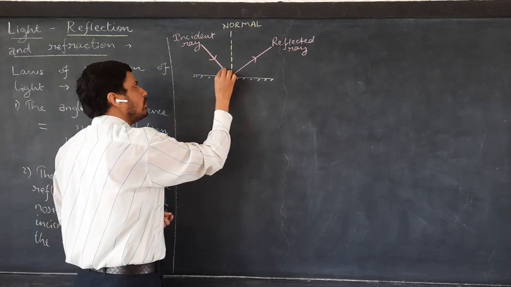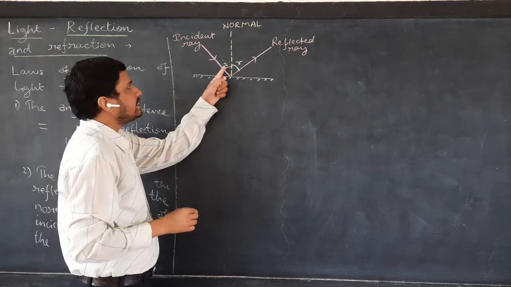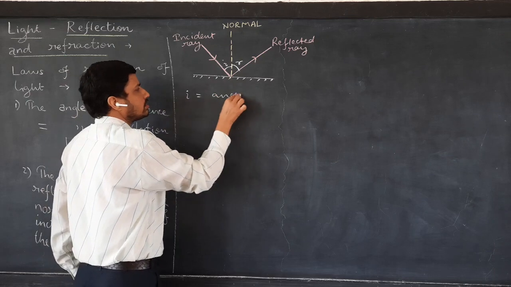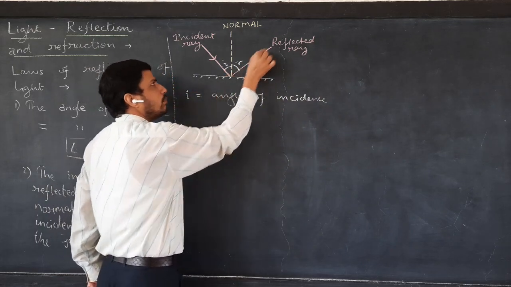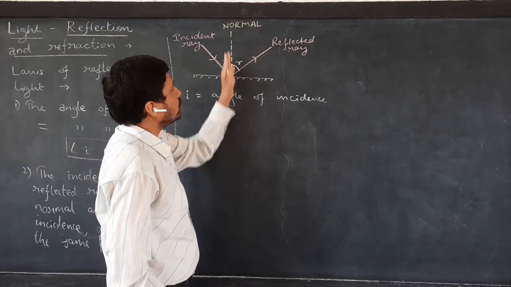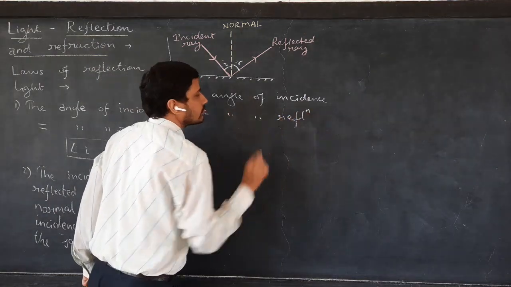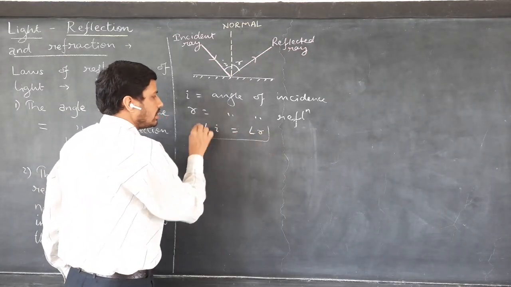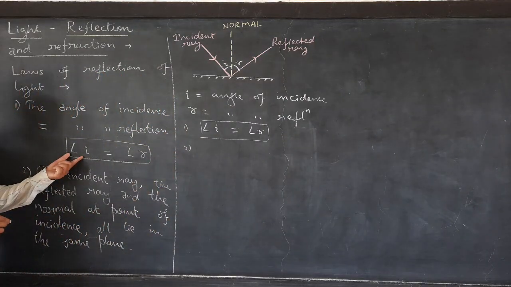Those angles we'll denote by R and I. I is the angle made by the incident ray with the normal. So I we call the angle of incidence. R is the angle made by the reflected ray with the normal. So both these angles are measured from the normal. So R is the angle of reflection. Then the first law says that the angle of incidence and angle of reflection are equal. This is the first law over here, as you have seen.